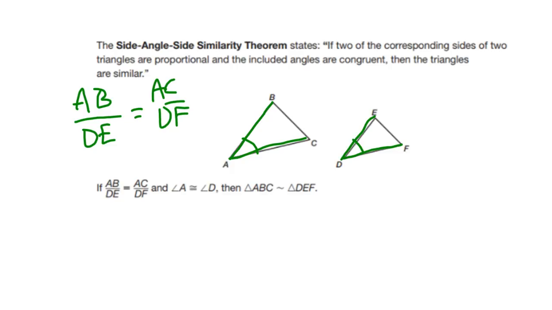So really all you need to know is a side length, a second side length, and that inside angle. And if you have two triangles where those side lengths are proportional and that inside angle is congruent, which means it's the same, you can say those two triangles are similar because of the angle-angle postulate.